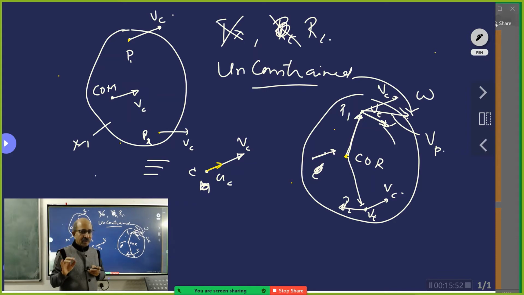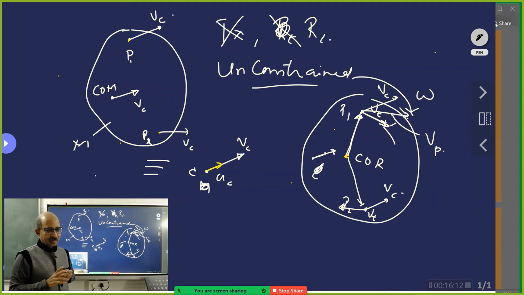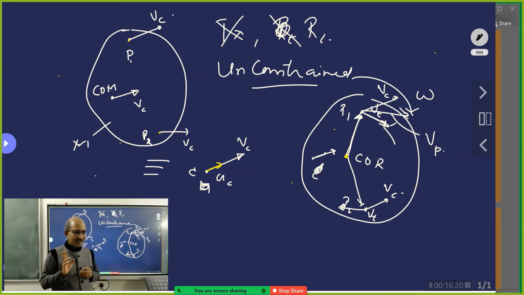Hello, are you with me? If a body is translating and rotating, then its center of rotation will be passing through the center of mass. Or in other words, the body is rotating about the center of mass. Unconstrained, that is, it is not touching any other body and no external force is acting. It will be rotating about the center of mass.